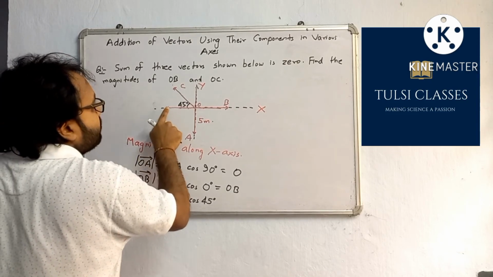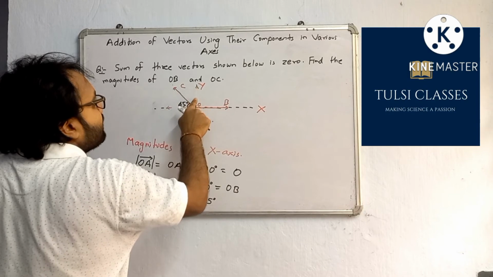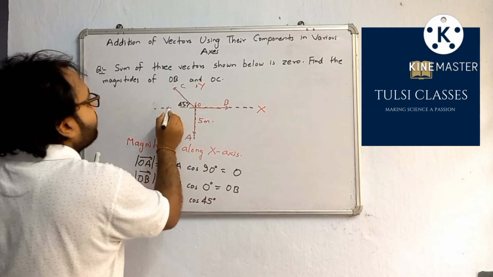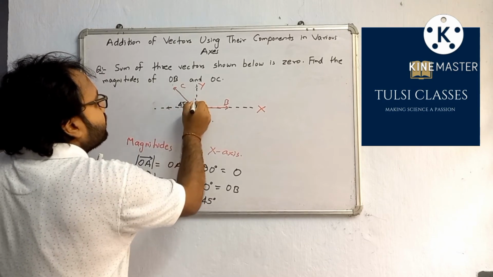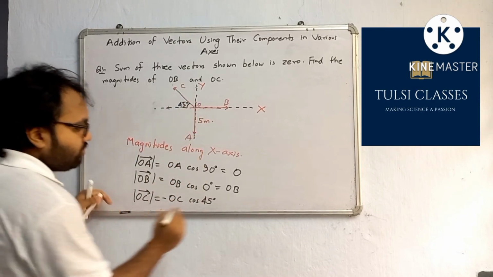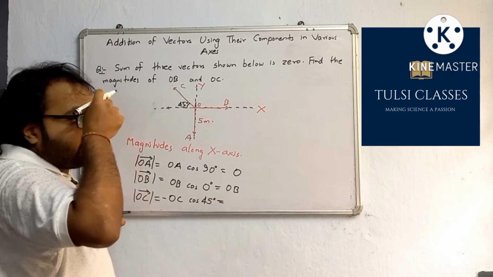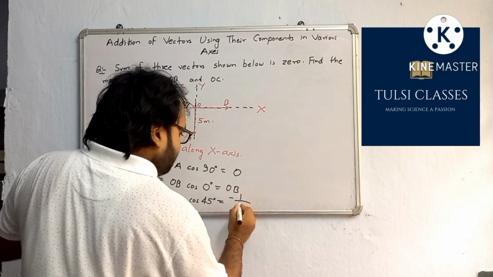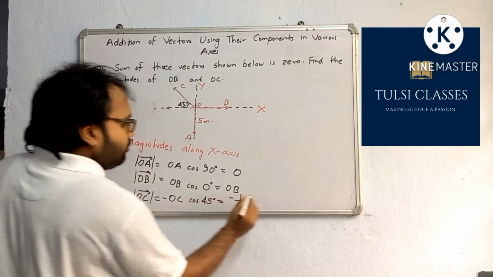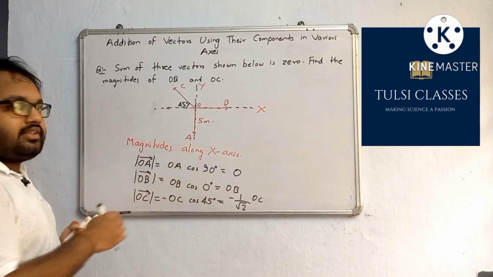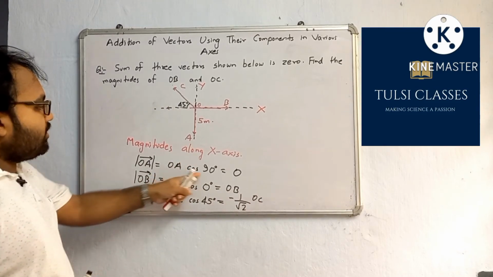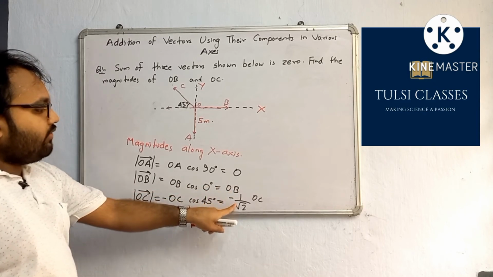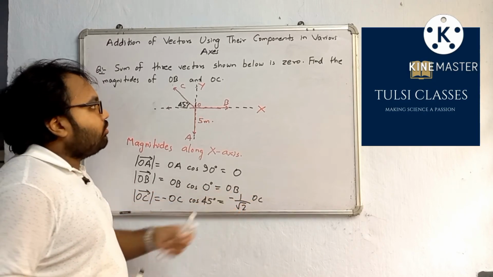Let us erase this. This was to explain you. Now let me draw the diagram here. So, minus OC cos 45 degree. What is cos 45 degree? It is 1 by root 2. So minus 1 by root 2 OC. Along the x-axis the magnitudes have been written: OA cos 90 degree, that is 0, OB cos 0 degree, which is OB, and minus OC cos 45 degree, that is equal to minus OC by root 2.